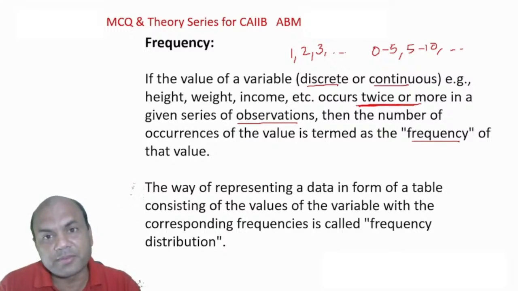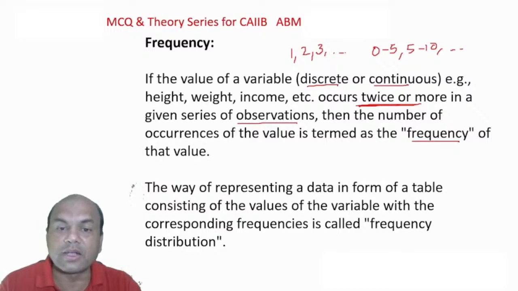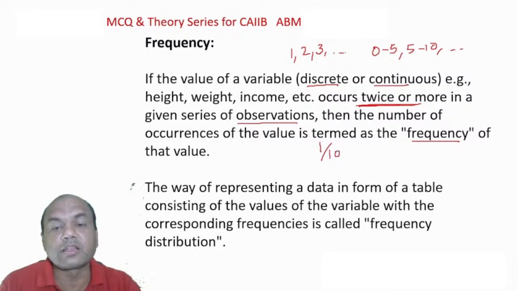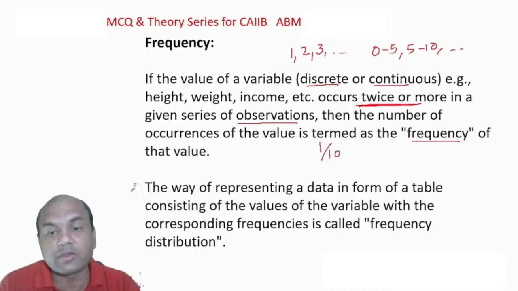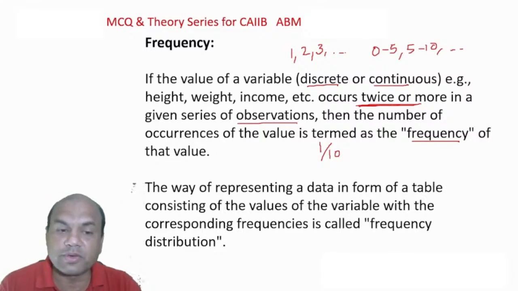In exam, sometimes you get the numericals also. In that numerical, the frequency is 1 upon 10. So that is the frequency, and in the numerical you can write it as 1. But remember, from the definition point of view, occurs twice or more is known as a frequency.